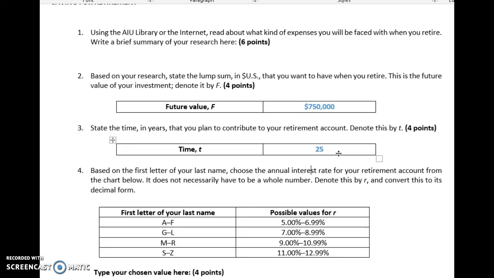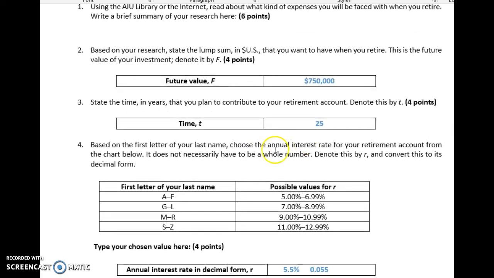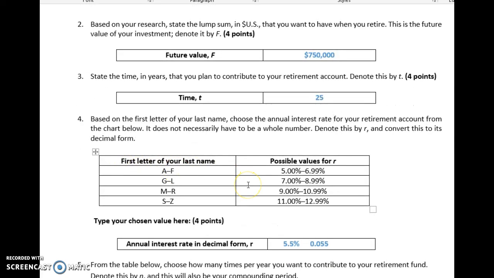And what we're going to be doing in this document is figuring out how much you need to put aside each year in order to reach the goal you stated in number 2 of how much you want to have when you retire. Based off your last name, just pick an interest rate that falls within this range. Make sure you write it as a decimal. You shift the decimal point 2 spots to the left to convert that percentage to a decimal. And we're going to assume you always earn that same interest rate for all those years that you're saving.